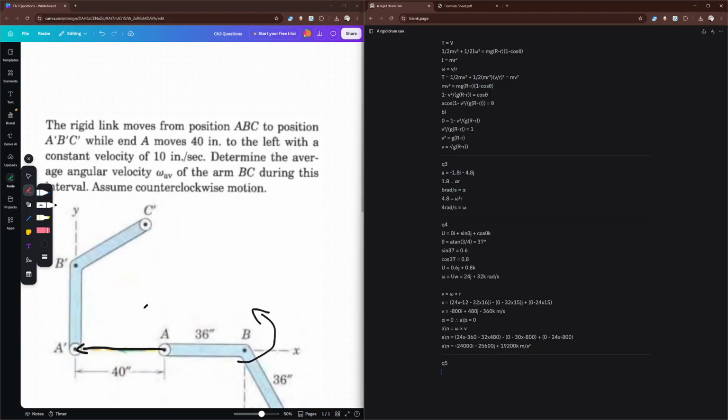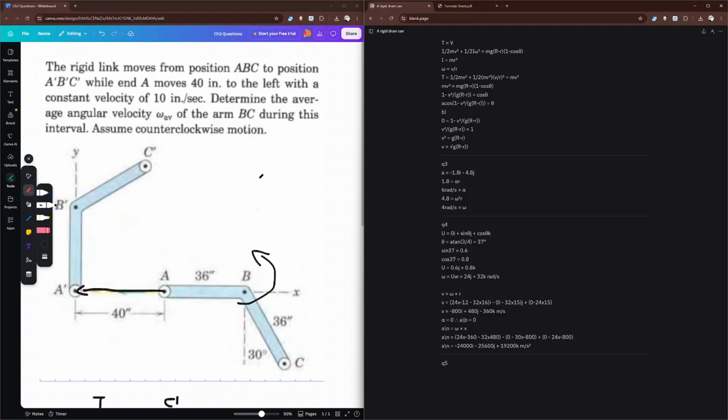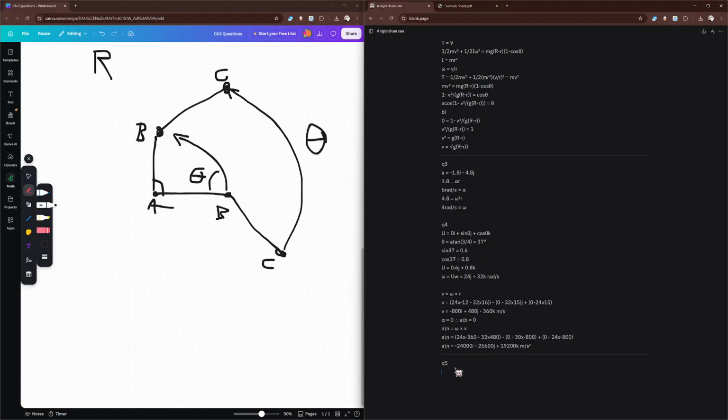So now that we've gotten this visually, we can look at the solution. What are we solving for again? The average angular velocity of the arm BC. So we need to break it down into translational and rotational components. For translational, we have the velocity of A is equal to d over t.